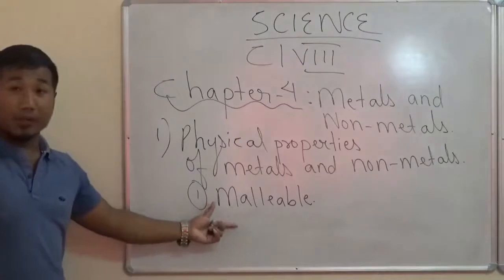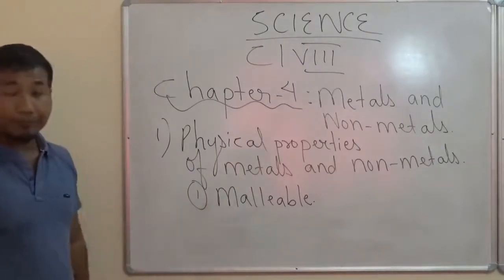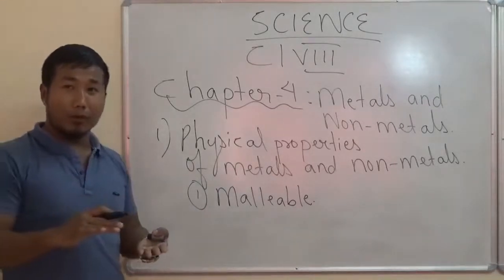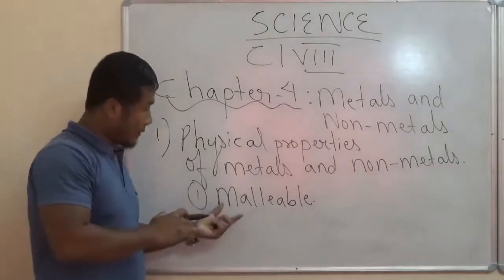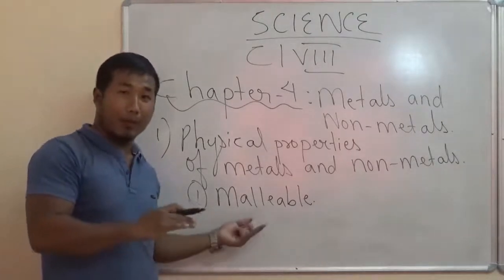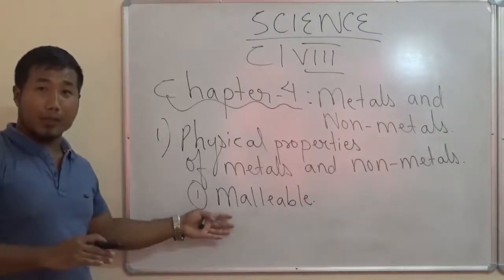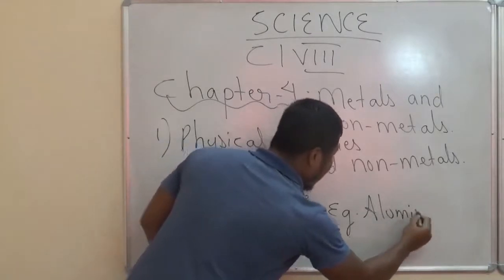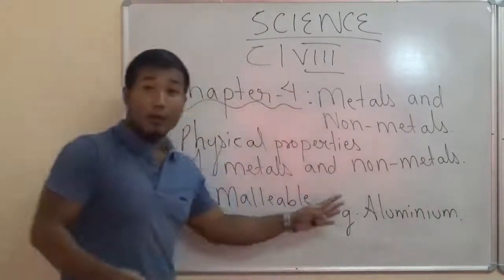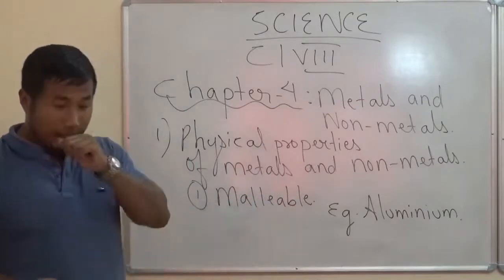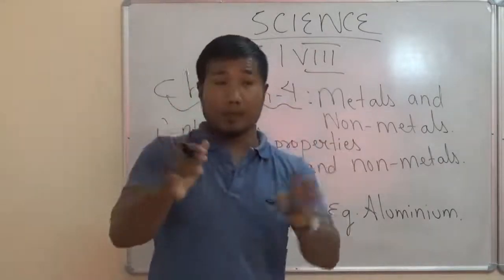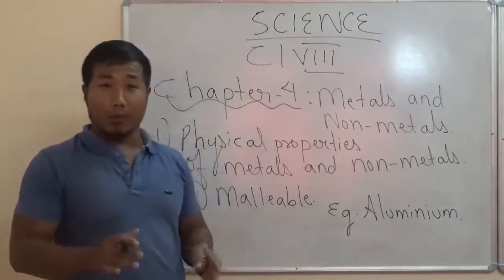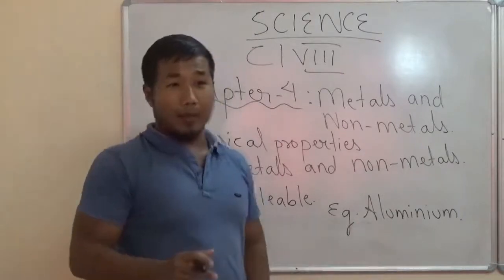Heavy malleable. They can be beaten into a very, very thin sheet. An example of that is aluminium foil. Aluminium foil, aluminium is used for window seals.